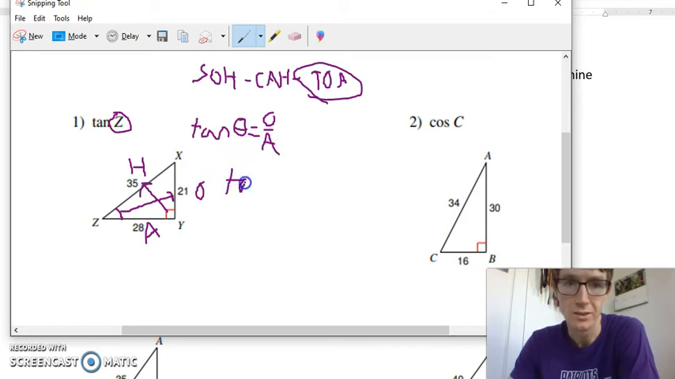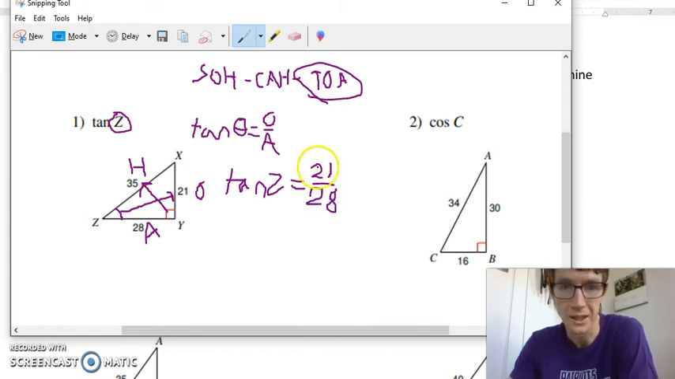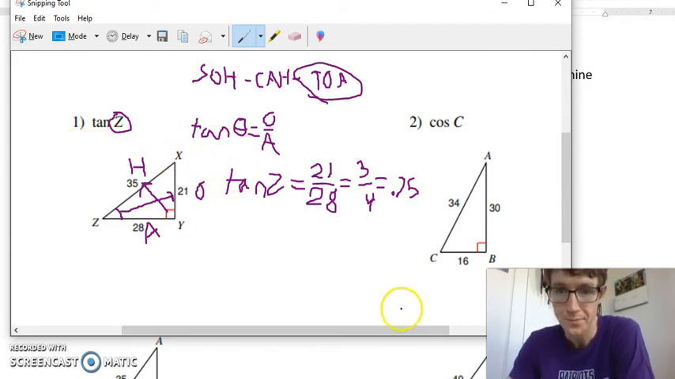So the tangent of Z is also equal to the opposite over adjacent. Our opposite is 21 and our adjacent is 28. I'm okay if you just leave it like that, or you can recognize that there's a factor of 7 in both of these. So 21 over 28 will be 3 over 4, because 21 divided by 7 is 3, 28 divided by 7 is 4. Or you can put that in your calculator, 3 divided by 4 will be 0.75. So that's how you do this first one here.